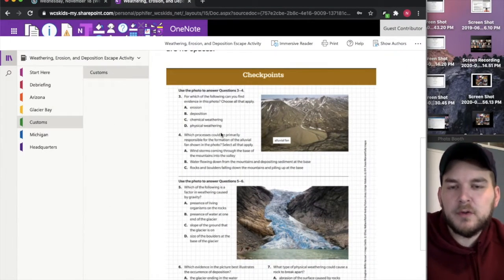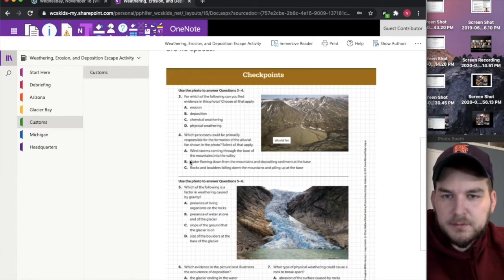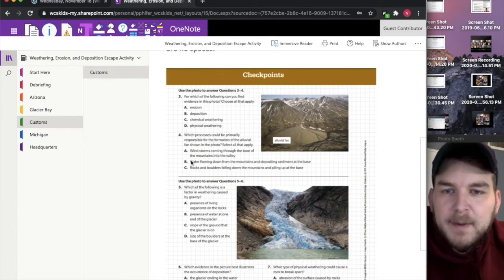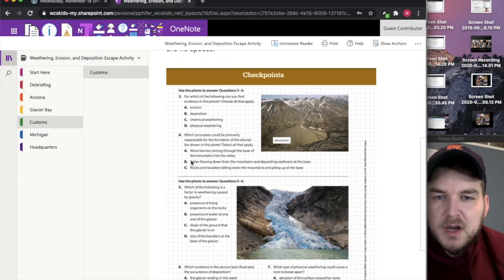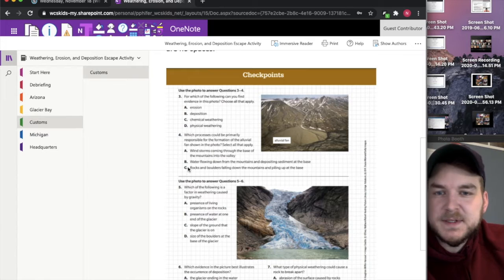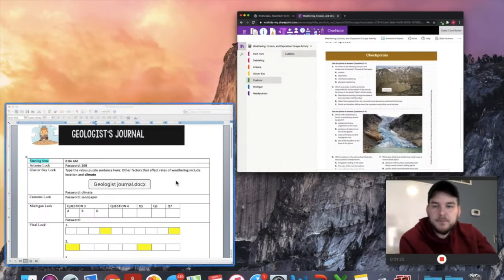For question number 4, there are 2 correct answers out of these 3. Which processes could be primarily responsible for the formation of the alluvial fan shown in the photo? Select all that apply. A, windstorms coming through the base of the mountains into the valley. B, water flowing down from the mountains and depositing sediment at the base. I know that one's definitely true. C, rocks and boulders falling down the mountains and piling up at the base. I believe C is true too. Windstorms are not going to be a big cause of the alluvial fan, so I'm going to go with B and C.